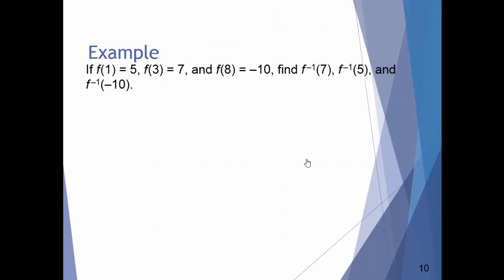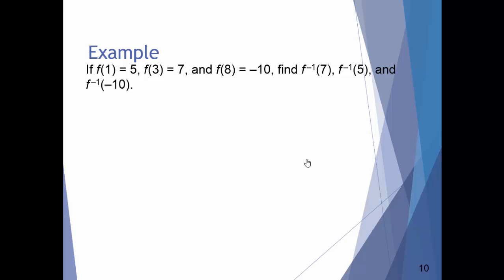Okay, so let's look at an example. Let's say for a function, you knew that when you input 1, your output was 5. When you input 3, your output is 7, and f of 8 is -10. Find the inverse function evaluated at 7, the inverse function evaluated at 5, and the inverse function evaluated at -10. So remember, when you're looking for the inverse function evaluated at a number, for the original function, this isn't an input. This is an output.